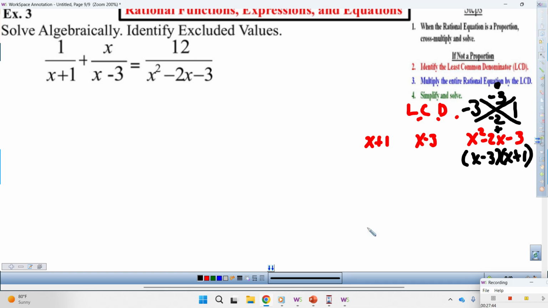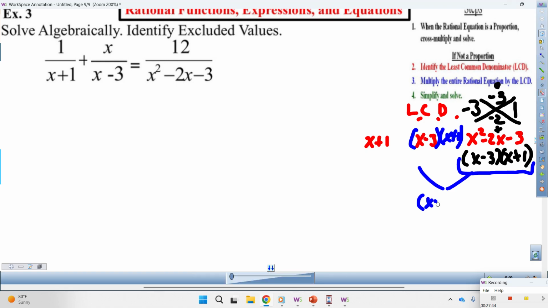So, check this out. I'm going to start with this one first. What does this one need that this denominator has? X plus 1, is that correct? So x plus 1. So my common denominator for these two is x minus 3 and x plus 1.